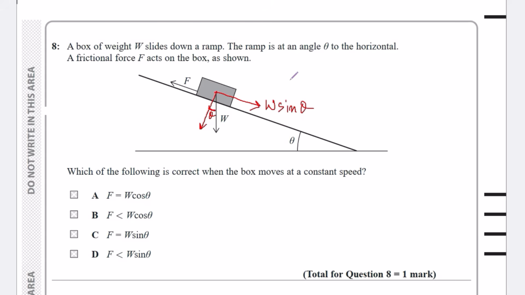And the other information that's given in the question is constant speed, right? So if something is moving with a constant speed, the resultant force is zero, meaning the forces are balanced. So the downward force has to be equal to the upward force. So F should be equal to W sine theta. The only option that matches this concept is C, F equals W sine theta.